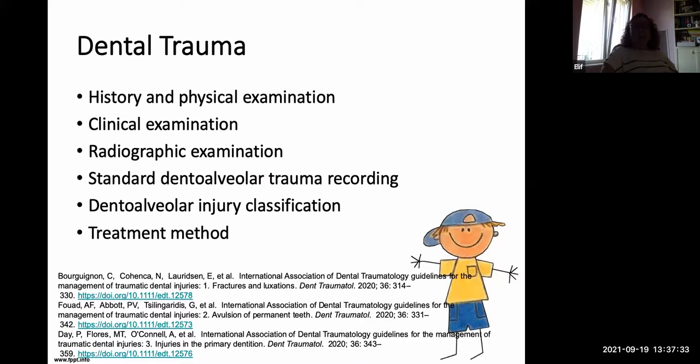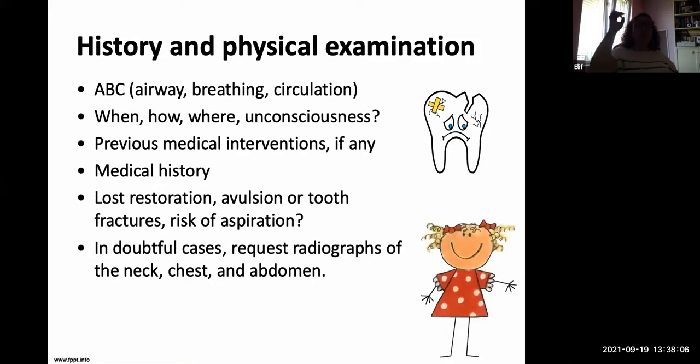The most common cases we face in the emergency clinics are dental trauma. Today, I will tell you in detail about trauma in primary teeth. We have to take a history and do a physical examination, clinical examination, and radiographic examination, and recording is also important. We have to think about the injury classification and treatment method clearly before any intervention to the trauma patient.